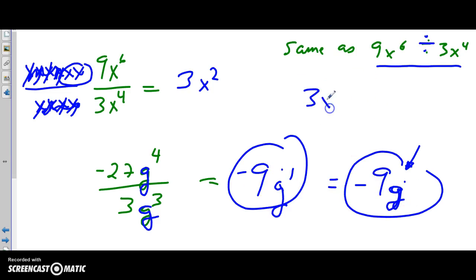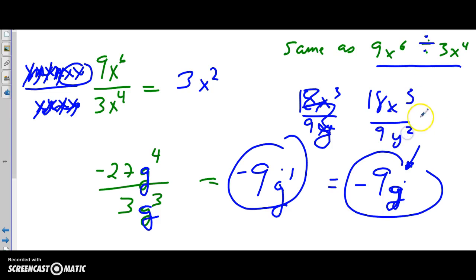What happens if the letters are different? Let's say 18x cubed divided by 9y squared. Still, 18 divided by 9 is 2, and then now I have x and y. You can't do anything with that, so this would just remain like this. You cannot divide x's by y's or y's by x's. You can, but they don't simplify any further. Okay, that's it. Hopefully that makes sense.